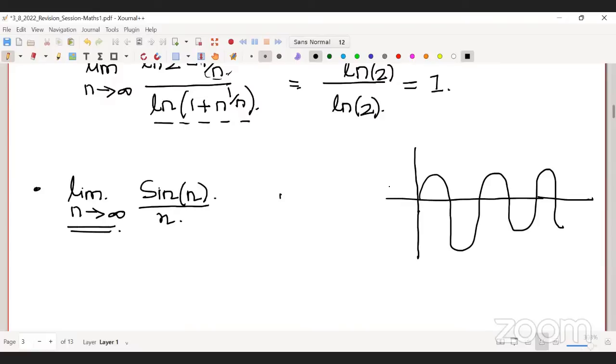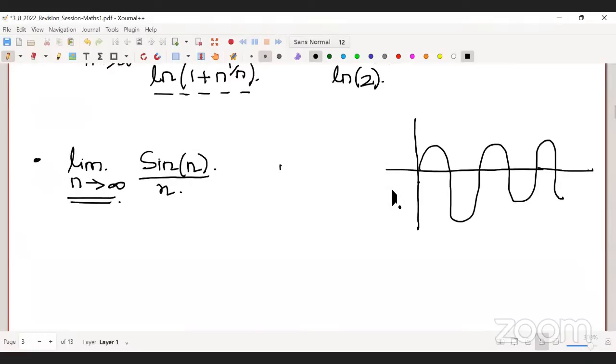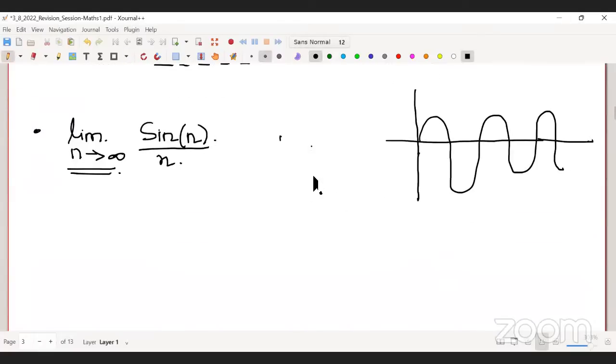Sine n over n? 0. Why is it 0? Because the value of sine is varying from minus 1 to 1 and n is tending to infinity, so the maximum value of sine n is multiplied by 1 upon n, which tends towards 0. Yes, I guess it's more or less correct.